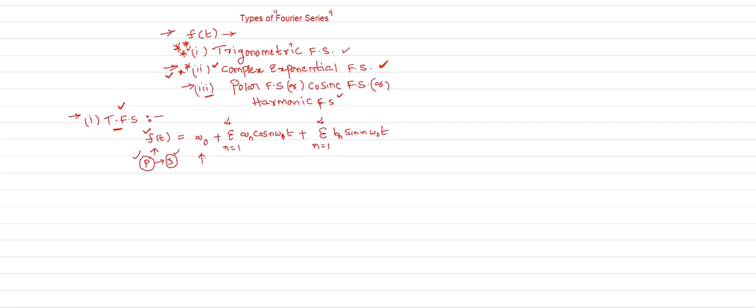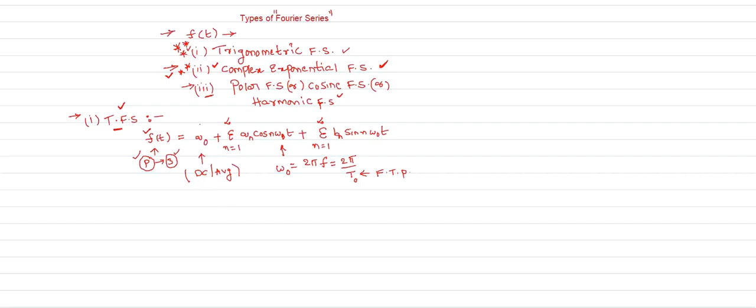Here your a naught is a DC value or an average value. And here omega naught is the fundamental angular frequency, which is equal to 2 pi f, which is equal to 2 pi by T naught, where T naught is the fundamental time period, the minimum time after which the signal repeats itself.